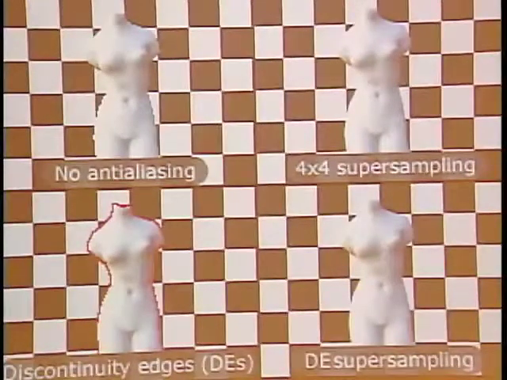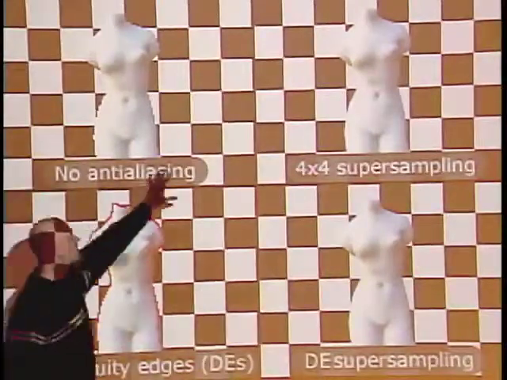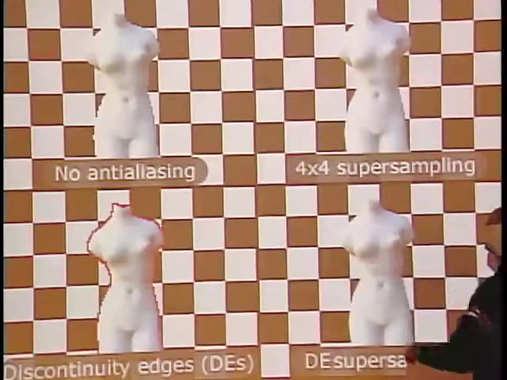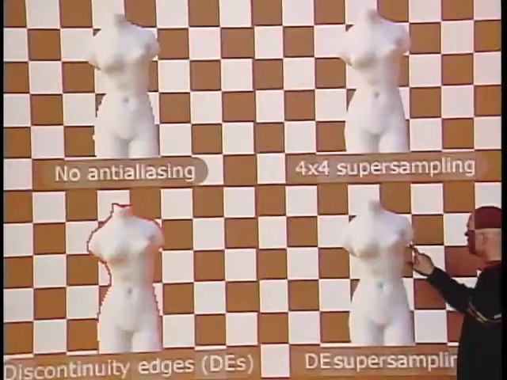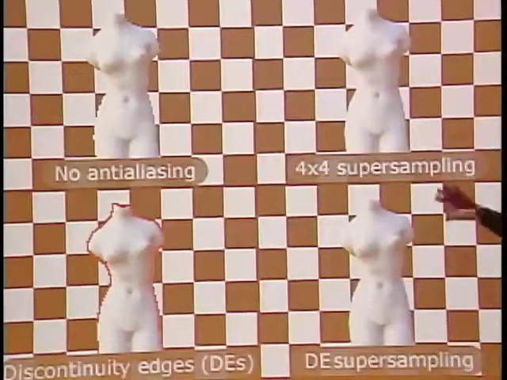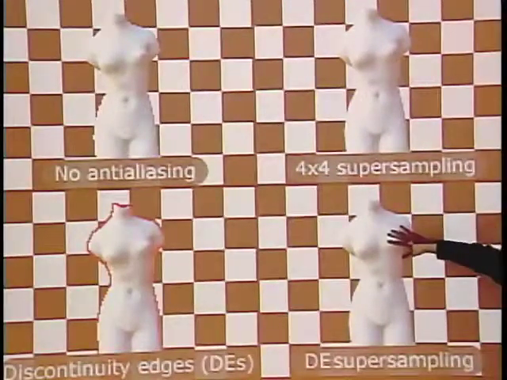So these were the pictures that they had. Up at the top left was something with no anti-aliasing at all, and you'll see that there are some pretty nasty jaggies around the edges. Then you can make them look a lot better if we go to supersampling, and we just supersample everything. Right? So now the edges look pretty good. But if we detect only the discontinuity edges, and we only anti-alias those, and we don't anti-alias the rest, it still looks pretty good, right? This and this look really pretty similar, okay?